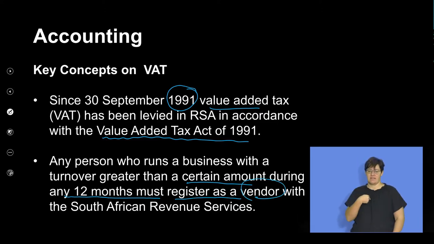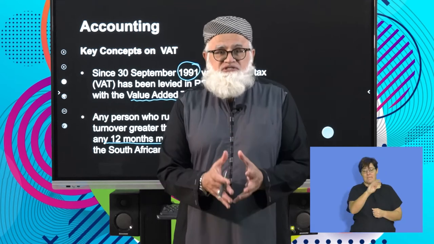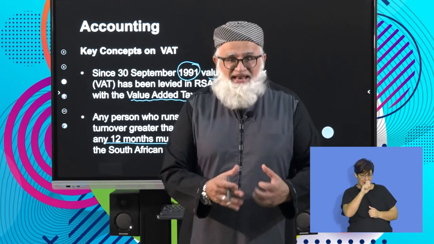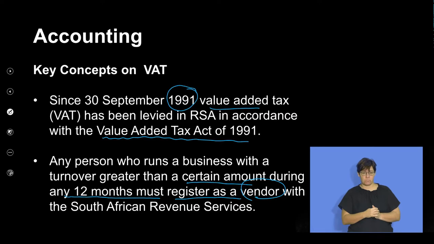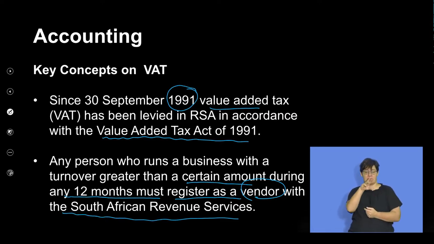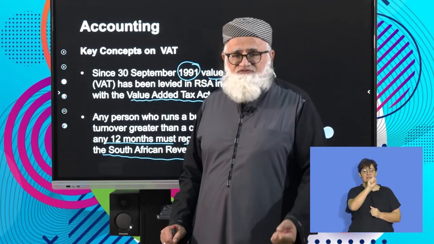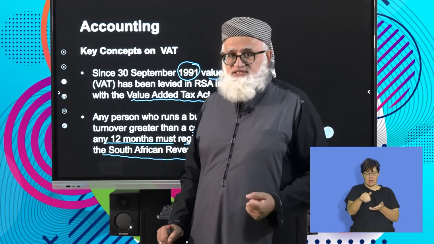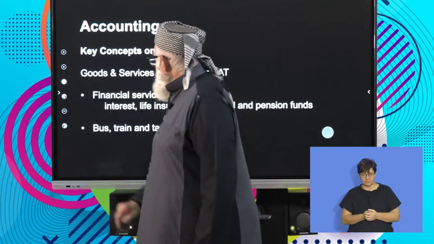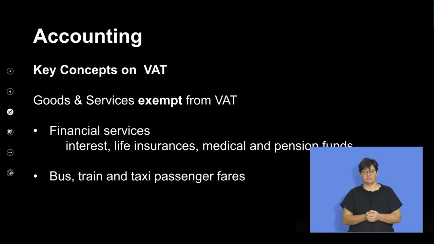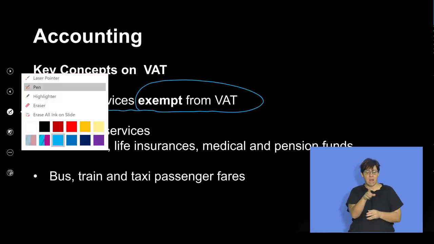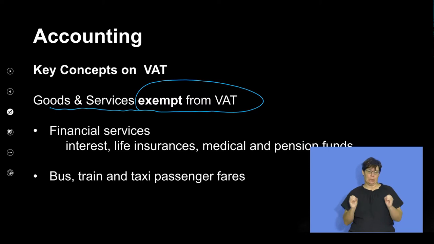So you will see now, once you register, you are called a VAT vendor. And if you're a VAT vendor, then you are registered with SARS. Obviously, the acronym SARS stands for South African Revenue Services. You'll find that certain items are exempt from VAT. We said they are exempt from VAT. Now, what are these items?